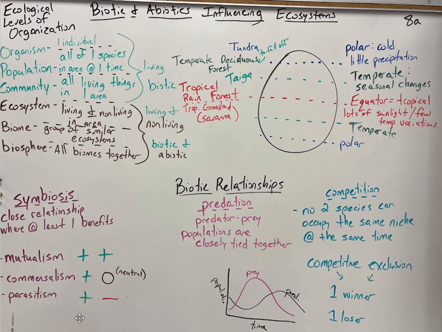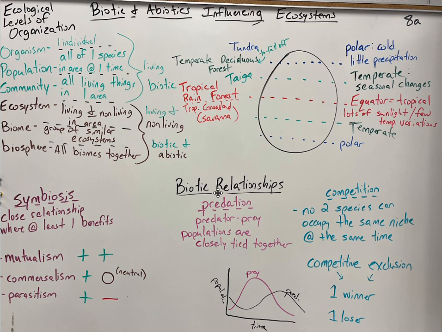Parasitism, root word there is parasite. Think about a tick or a leech or a tapeworm. All those organisms you can look up, but they are helped, and the organism that they're with, called the host, is harmed. So this is the parasite. The parasite is being benefited, and the host, the thing that they're hurting, is negatively affected. So those are all examples of symbiosis: mutualism, commensalism, parasitism.